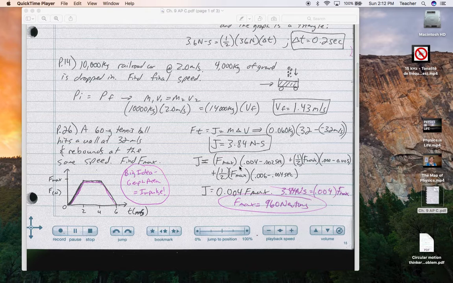In that particular case, that's going to equal the area of this graph. It's a trapezoid. I don't remember how to do the area of a trapezoid, but basically I'm doing it with triangles and rectangles. So that equals the area of the rectangular part, which is F max times a 0.002 second interval, plus 1/2 of F max times this time interval, and 1/2 of F max times that time interval. Essentially that means that the impulse is equal to 0.004 F max. We had found the impulse before, and so that means the maximum force is 960 newtons.